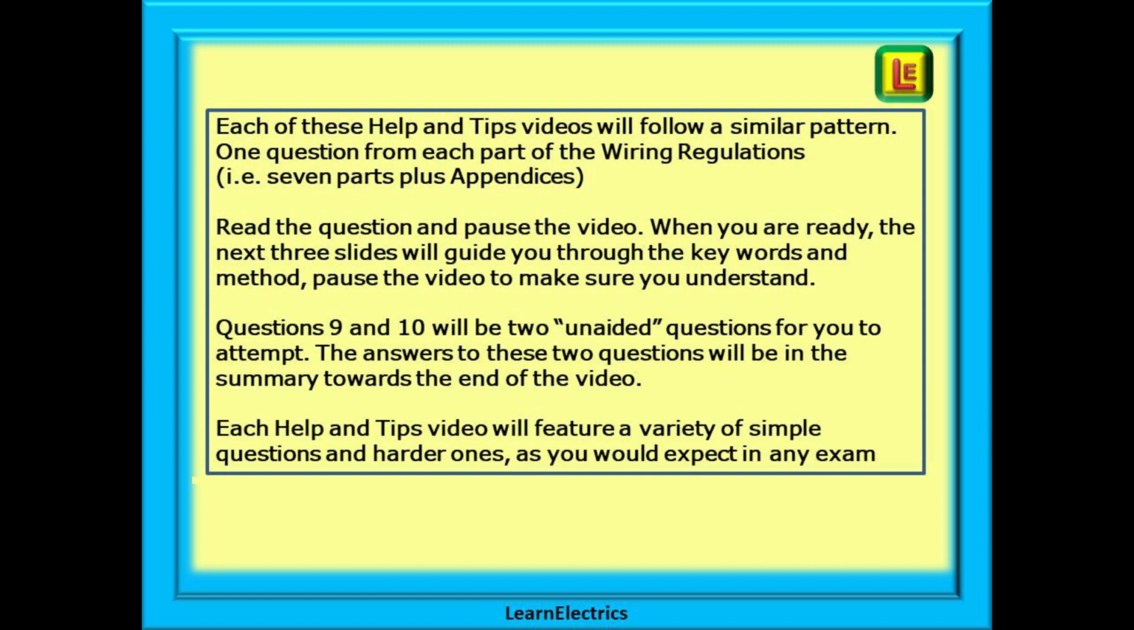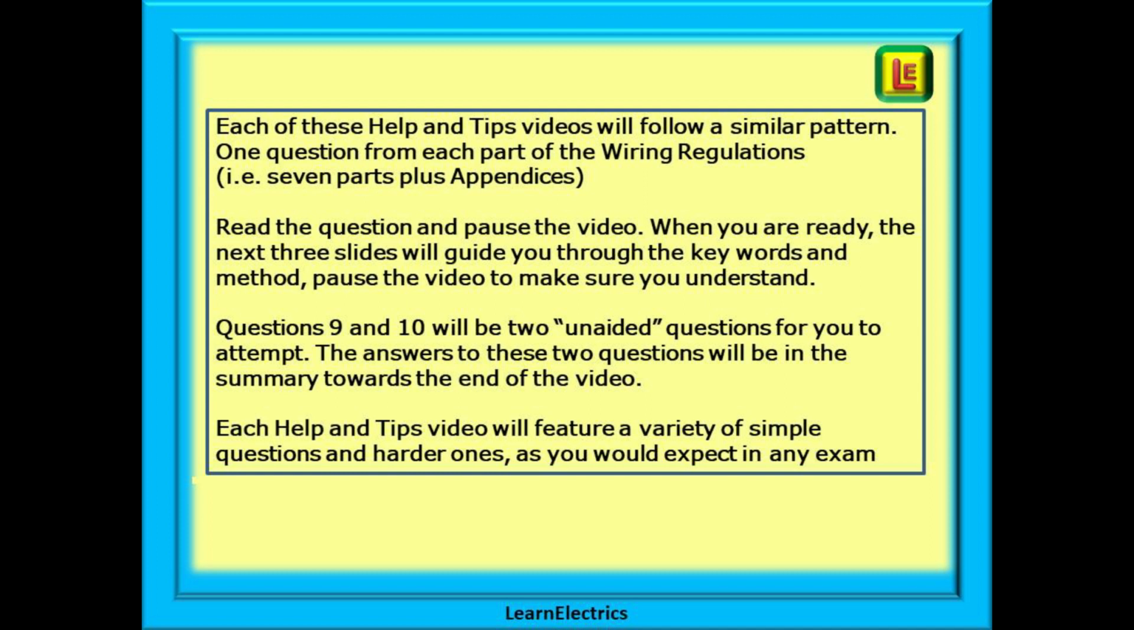Each of these help and tips videos will follow a similar pattern. One question from each part of the wiring regulations, that is, 7 parts plus the appendices. Read the question and pause the video. When you are ready, the next 3 slides will guide you through the keywords and the method. Pause the video to make sure you understand. Questions 9 and 10 will be 2 unaided questions for you to attempt yourself. The answers to these 2 questions will be in the summary towards the end of the video.